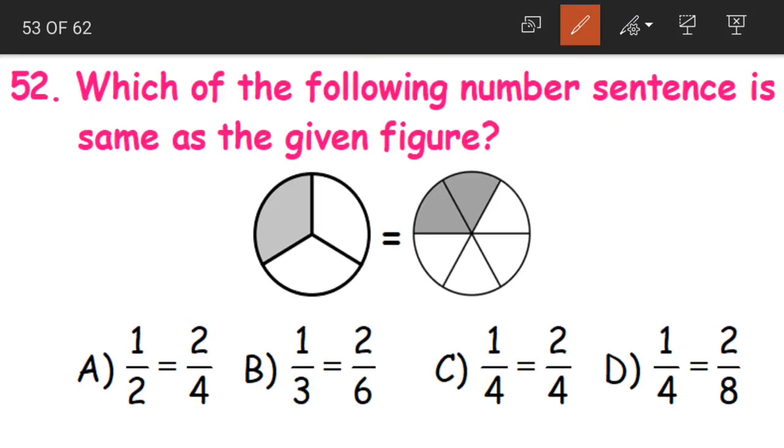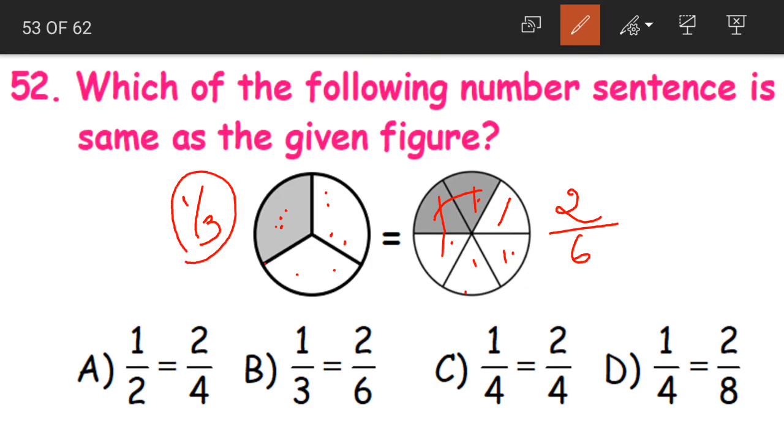Yes, understood? Next question. Which of the following number sentence is same as the given figure? Now what is the given figure first? This is nothing but 1 by 3. Yes, we are having one shaded part out of 3. And here what do we have? We are having 2 shaded parts divided by, what are the total number of parts, children? 1, 2, 3, 4, 5, 6. So what is it representing? It is nothing but the equivalent fraction.